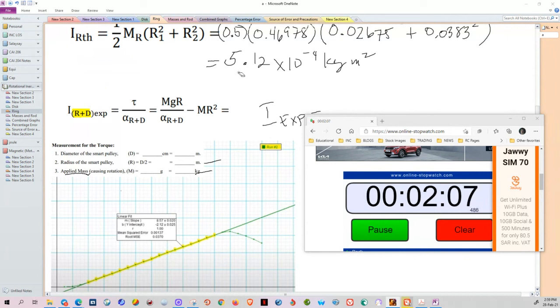Now remember, by theory it is 5.12. Okay, so let's see which answer is the best one.